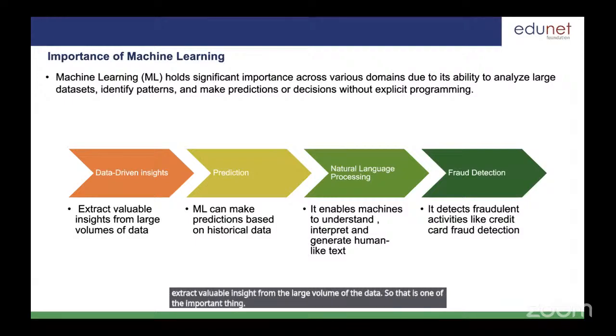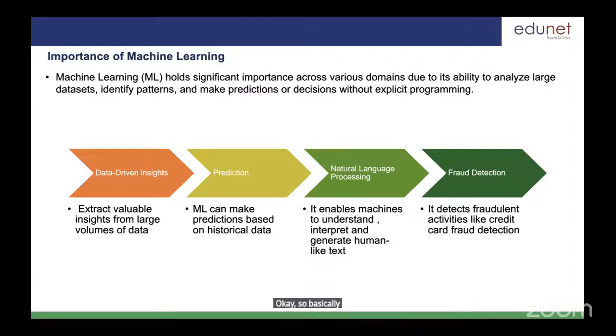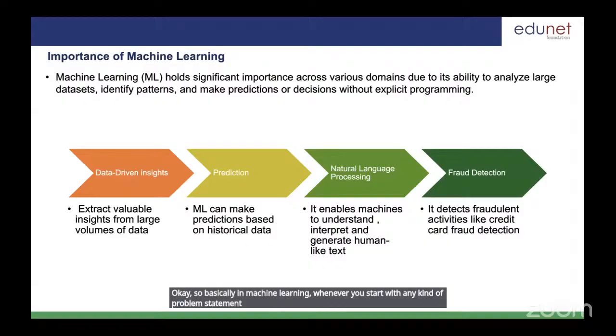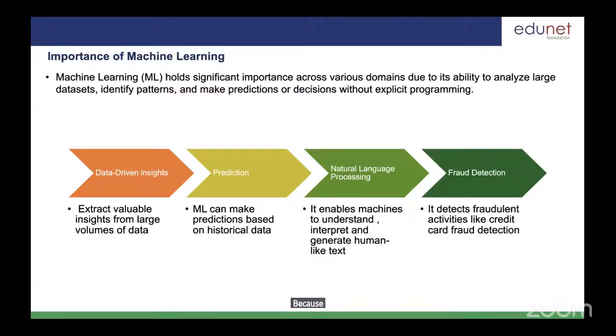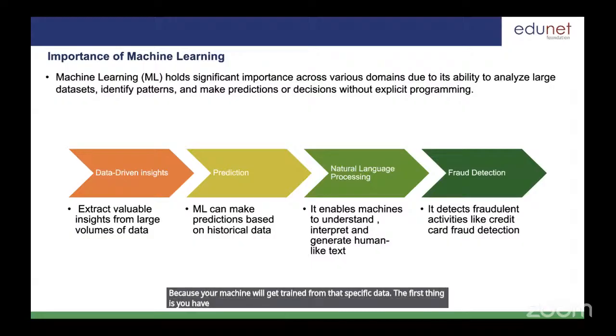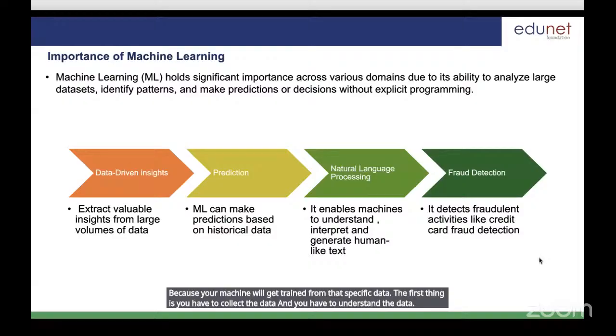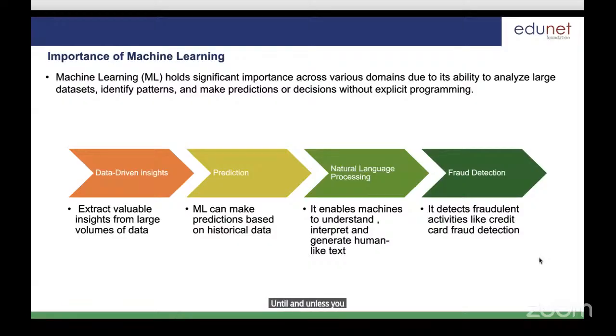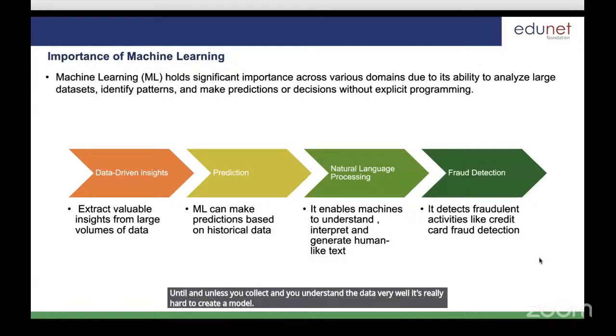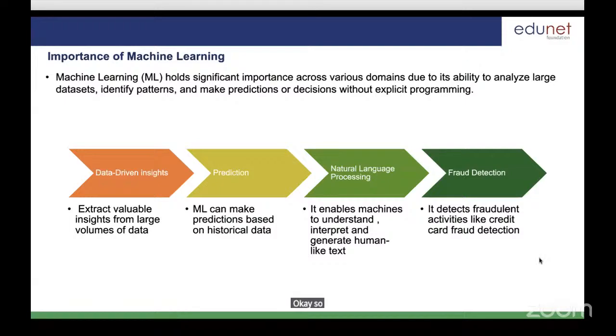So basically in machine learning, whenever you start with any kind of problem statement, you should have data. Without data, you cannot do anything in machine learning, right? Because your machine will get trained from that specific data. The first thing is you have to collect the data and understand the data. Until you collect and understand the data very well, it's really hard to create a model. So first you're going to collect the data.